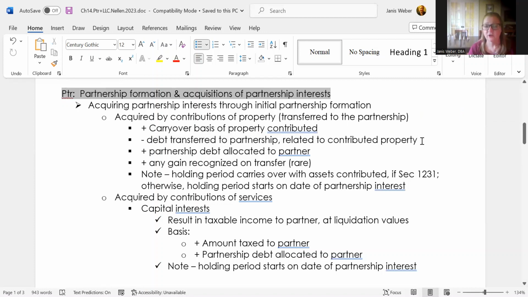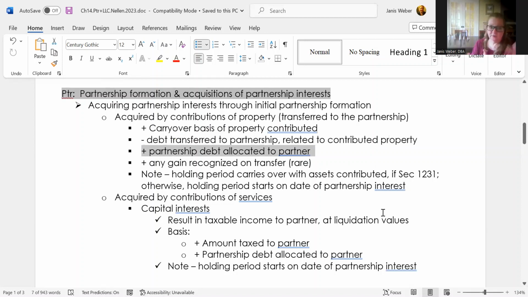If it has debt on it, you reduce your basis. So I'm saying that because it's important that you know which debt is going to reduce it. Okay, because the very next thing we're going to talk about is if you assume some of the partnership's debt, then that increases your basis. So that is an add back to basis.